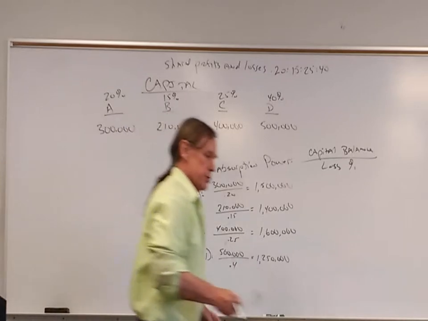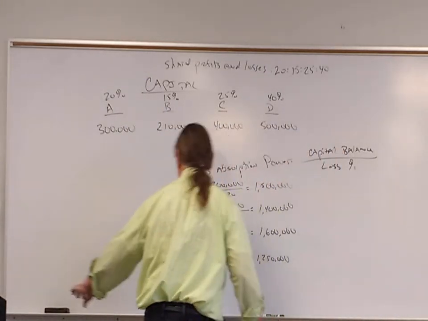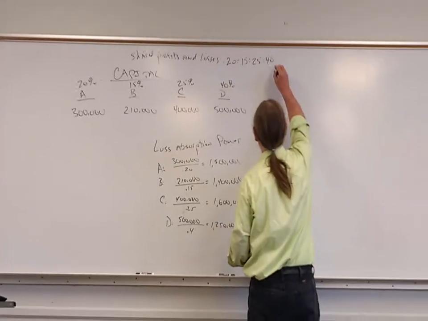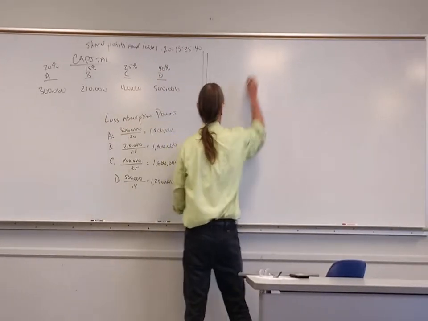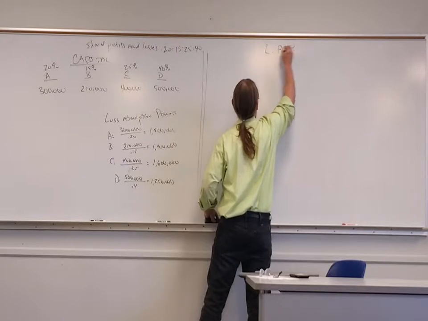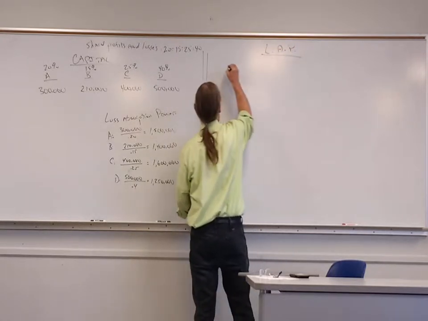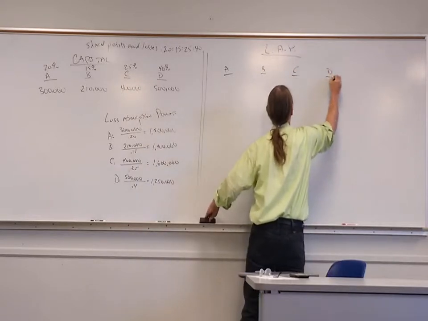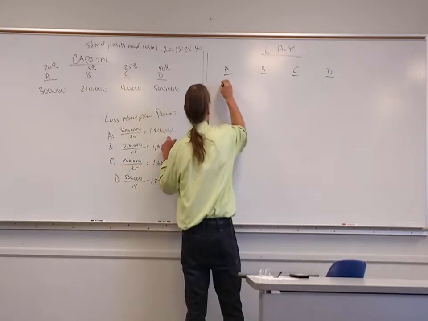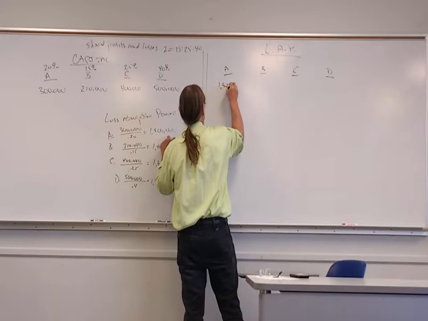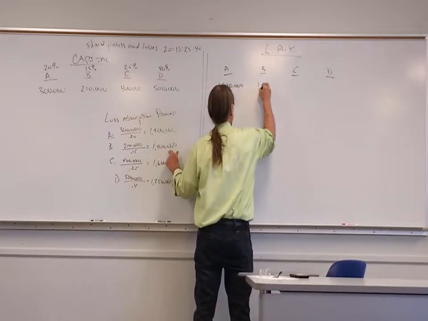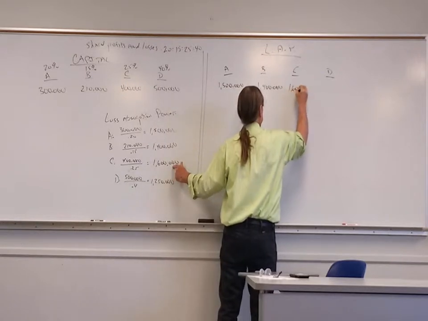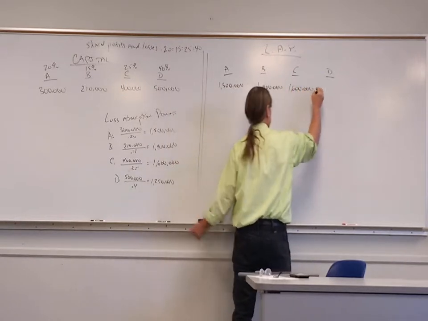So what we're going to do is go ahead and set up a two-leaf table here. One for the partners' capital balances, and another for their loss absorption power. So loss absorption power is 1.5 million, 1.4 million, 1.6 million, and 1.25 million.